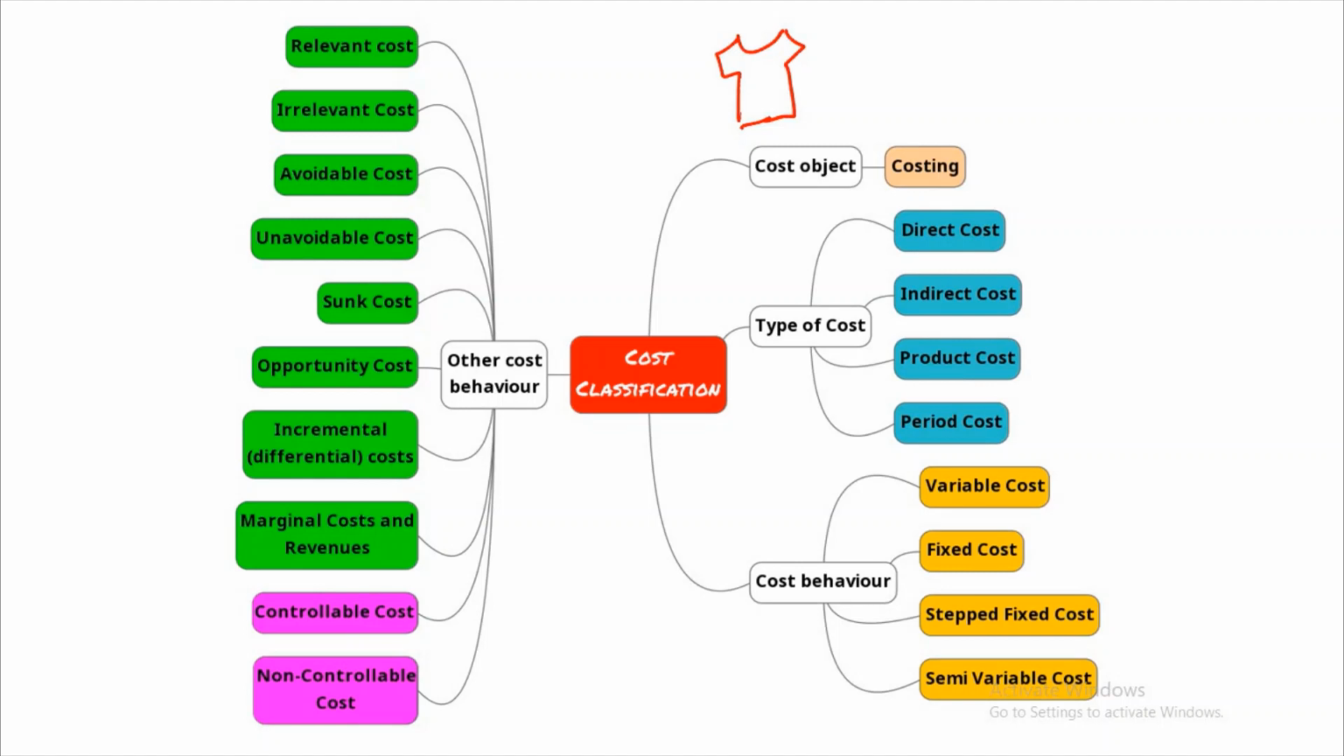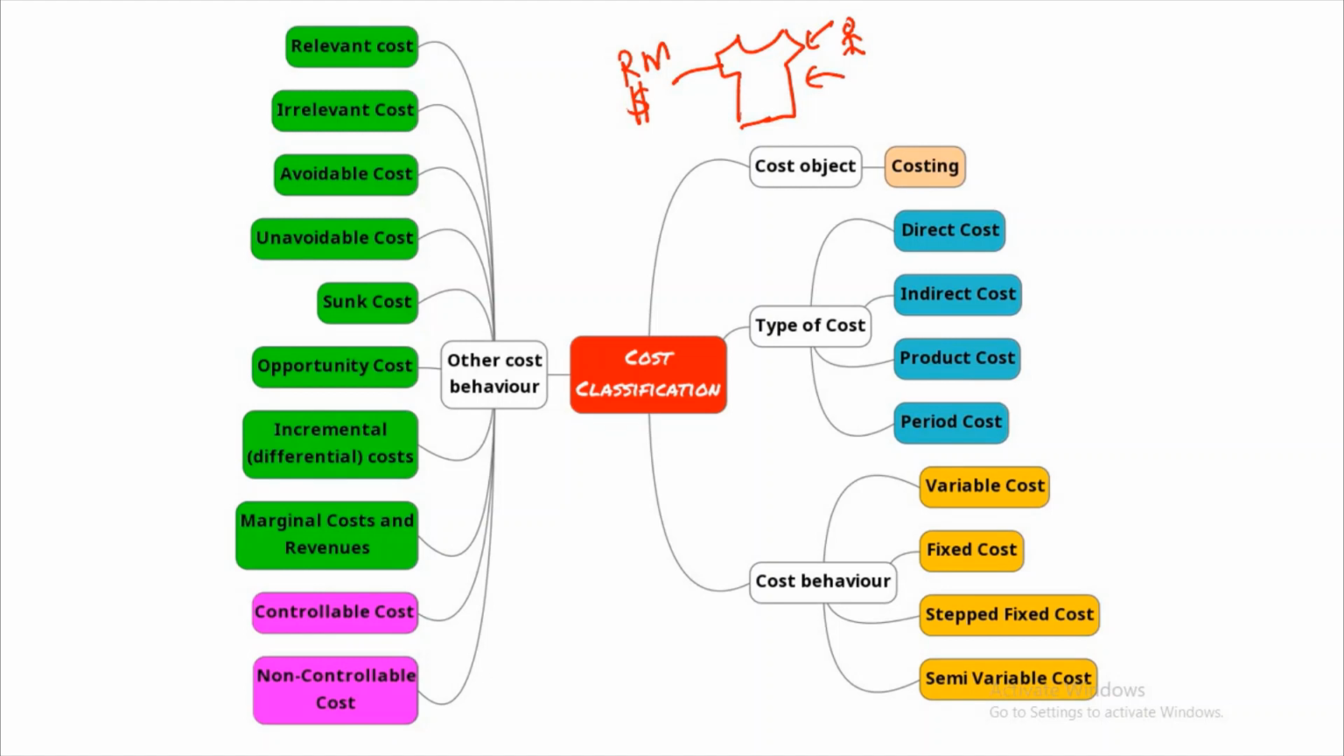For example, if this t-shirt were to be produced by your company, then you need the raw material, and then you need some type of transportation cost, or employees, whoever is going to work on it. So this would be the cost object that requires a separate measurement of cost to be done.